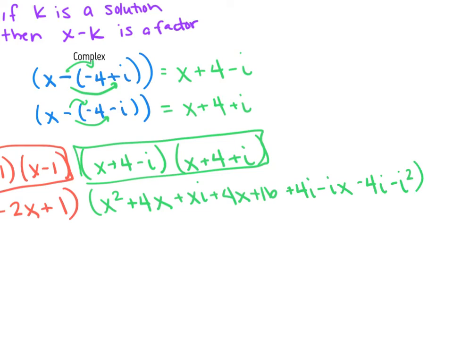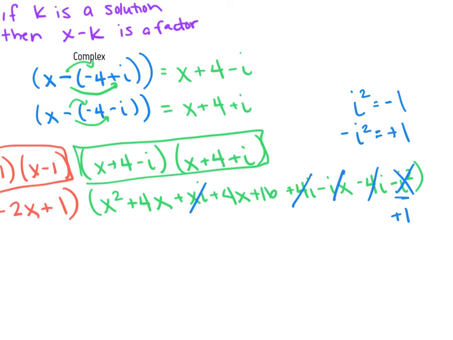And so when we clean things up, the nice thing about the conjugate is that a lot of things are going to disappear. For instance, xi and negative ix are the same terms, they cancel. 4i and negative 4i cancel. And then you have this negative i squared. Remember, i squared is equal to negative 1. That means that negative i squared is negative 1 times the negative, which is a positive 1. So this term right here is just positive 1.